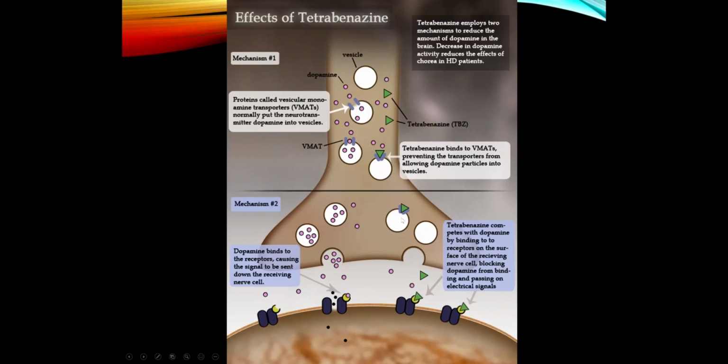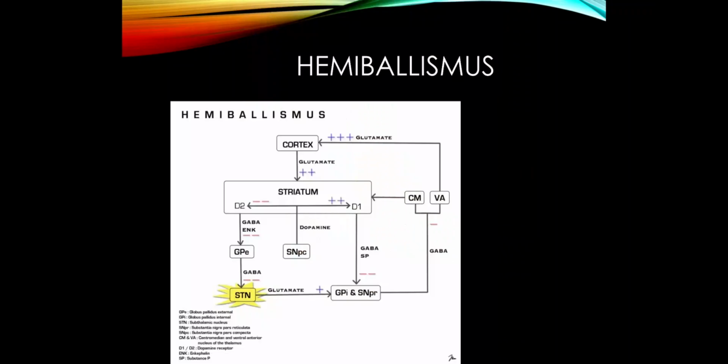And again, if you have a hyperkinetic movement disorder, if you have less dopamine, then that tends to suppress the abnormal involuntary movements. Unfortunately, tetrabenazine is associated with depression, and so we really can't use it if we have a patient with Huntington's who's depressed or maybe thinking about suicide. But there are some newer medications out. I won't go into those, but we do have some other options in that case.